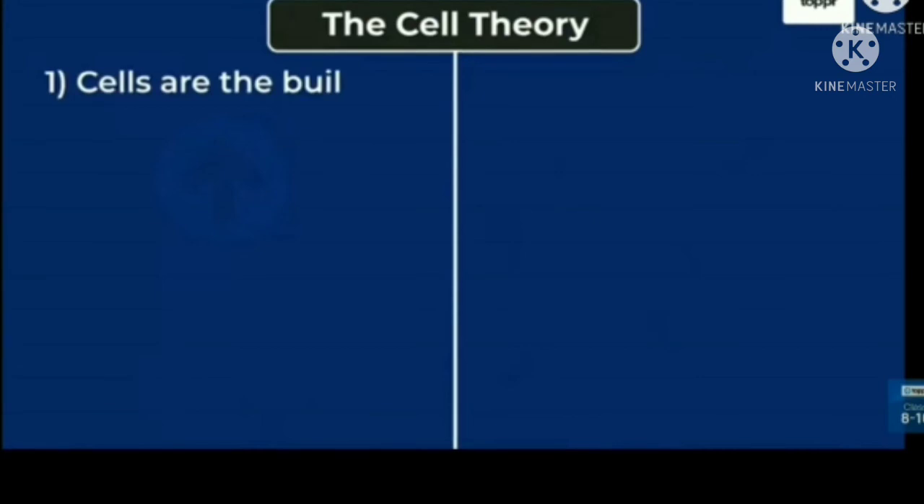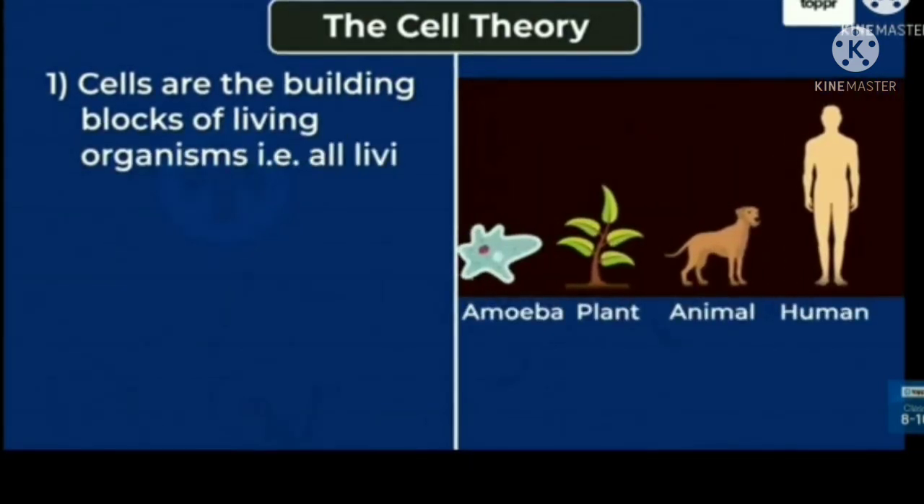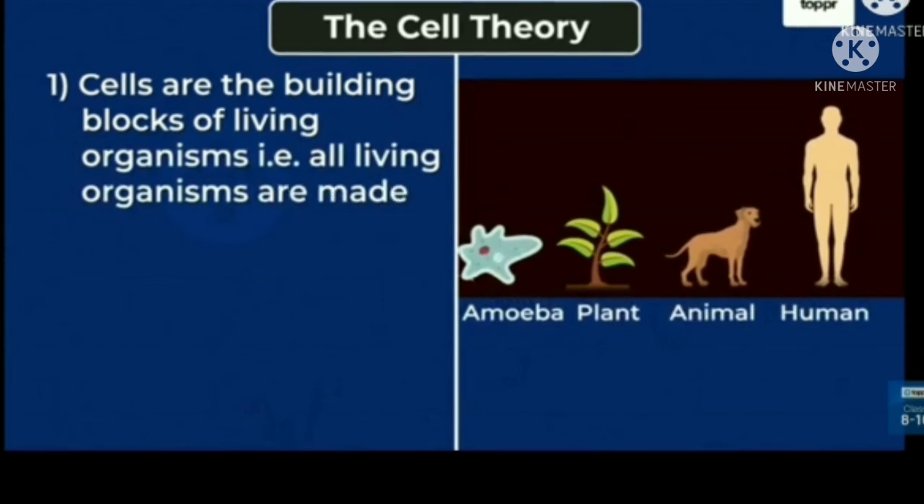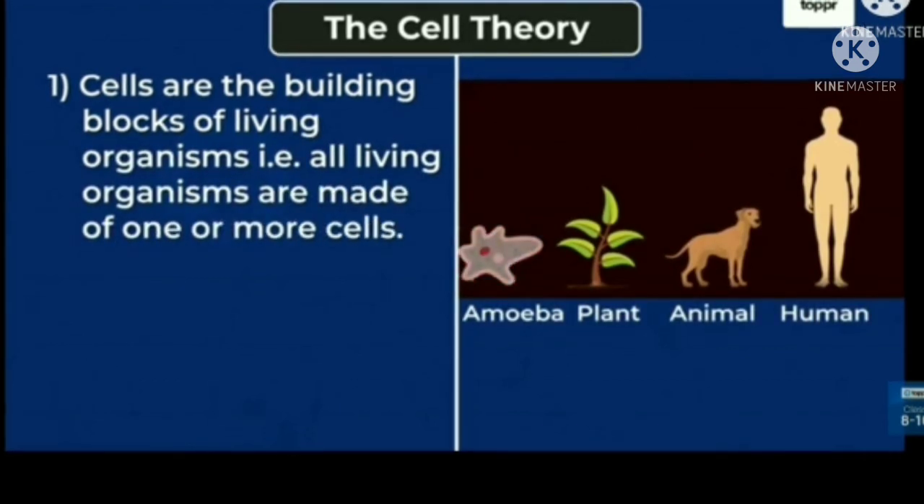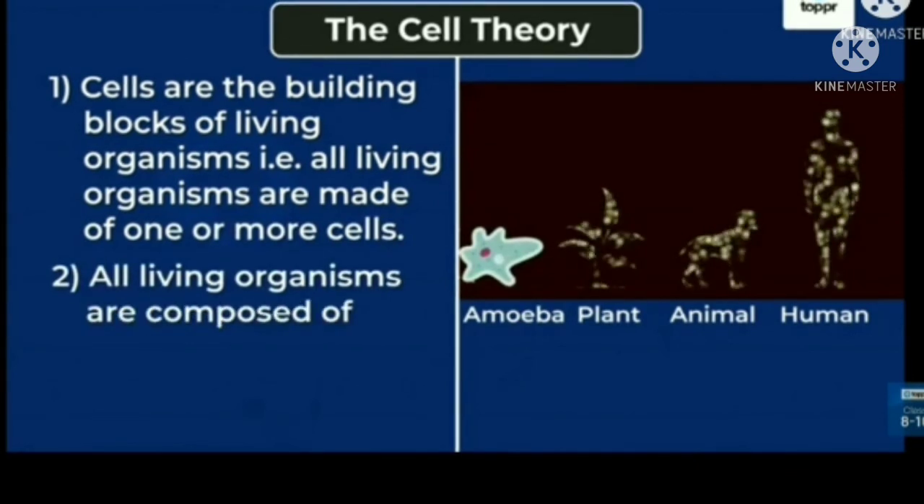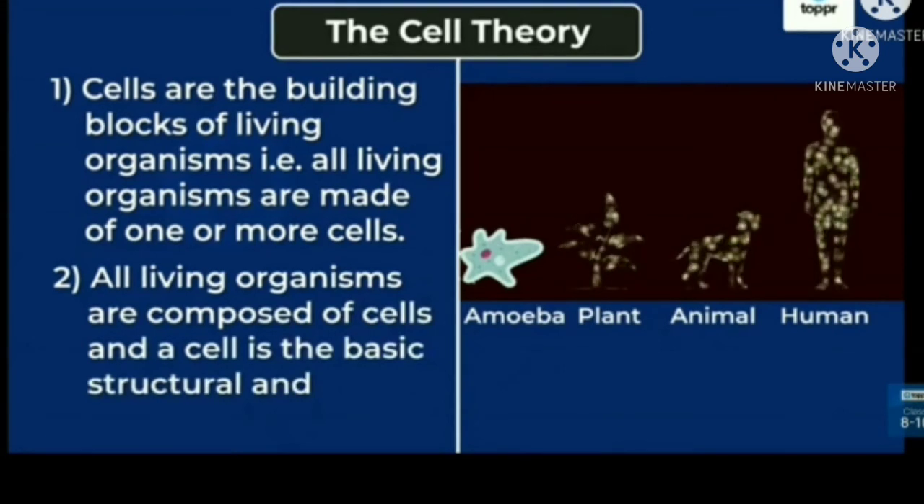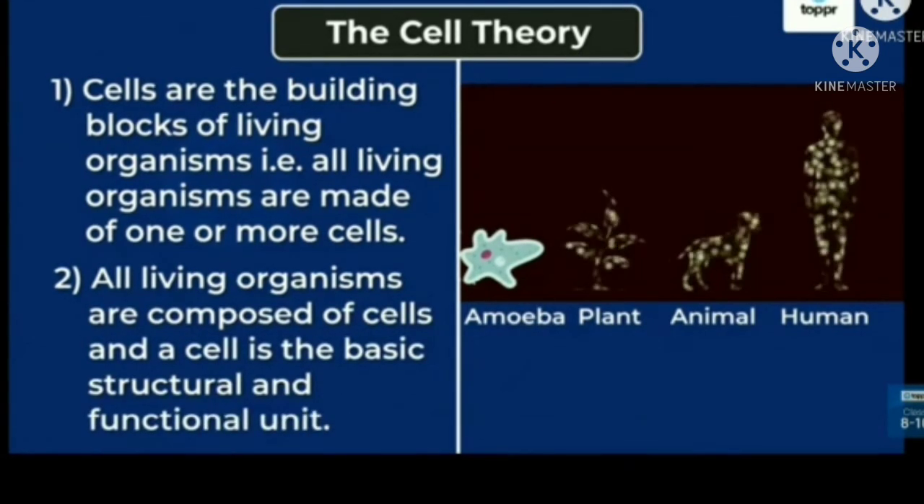This theory says two things. One is, cells are the building blocks of living organisms, that is, all living organisms are made of one or more cells. All living organisms are composed of cells, and a cell is the basic structural and functional unit.